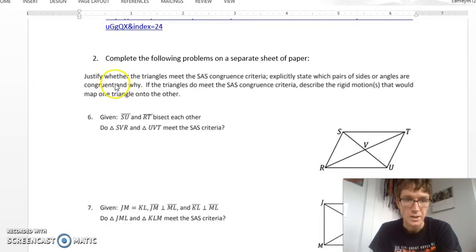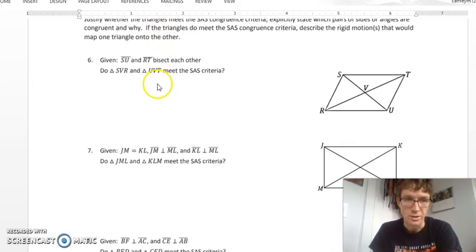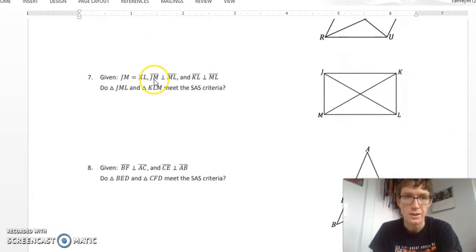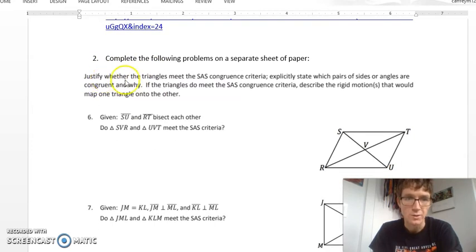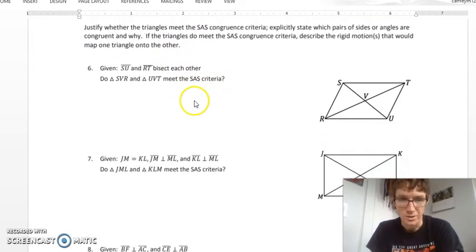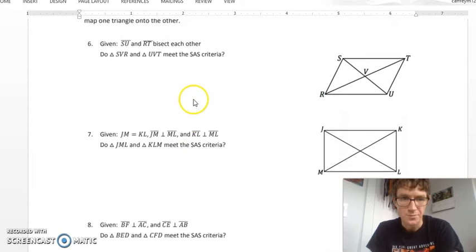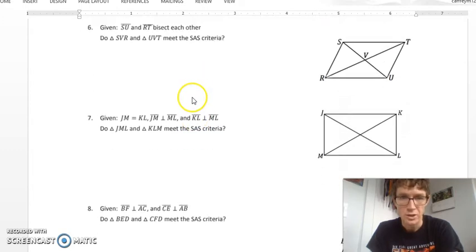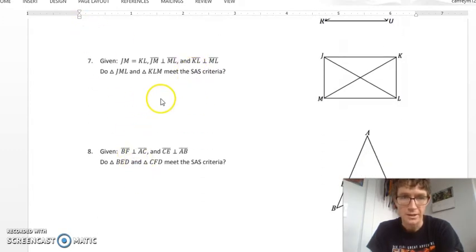So let's see. Our instructions for all these problems, 6 through 10, are to justify whether the triangles meet SAS congruence, explicitly state which pairs of sides or angles are congruent and why. If the triangles do meet the SAS congruence criteria, describe the rigid motions that would map one triangle onto the other. So I'm going to try and follow these instructions pretty closely in this video. Today I'm going to do 7 and 8.